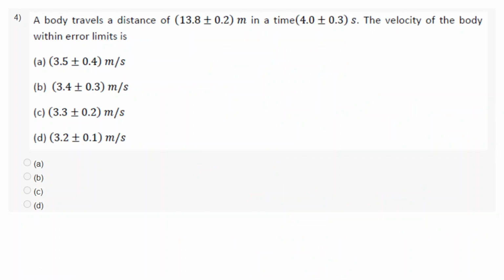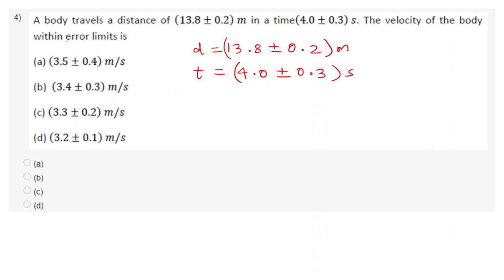Next question. So the next question is, a body travels a distance of 13.8 plus minus 0.2 meters. Okay, so the distance is 13.8 plus minus 0.2 meters. It traveled this much distance in 4 seconds, and the error is 0.3 seconds. Find the velocity of the body within error limit.